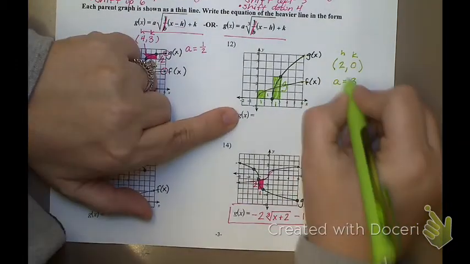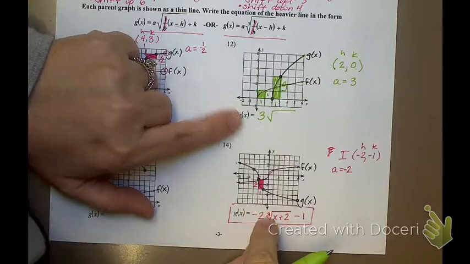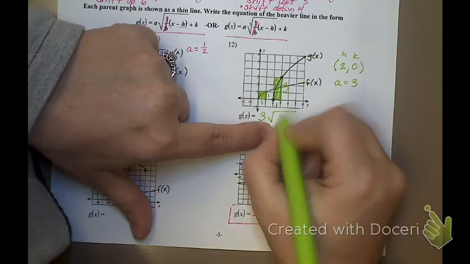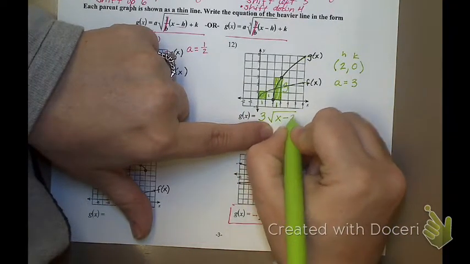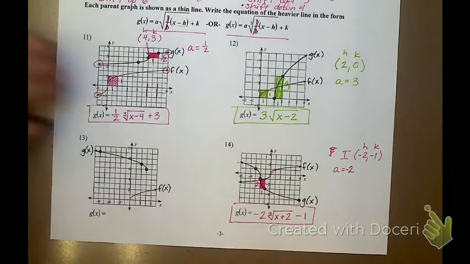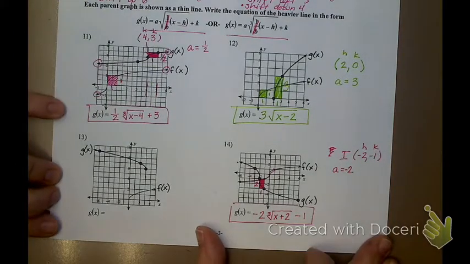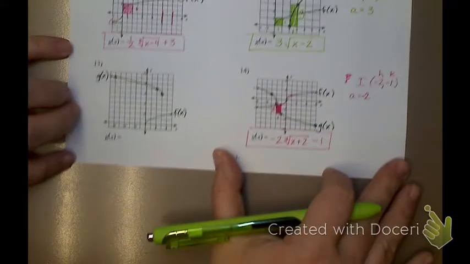So I don't have any reflections. So I don't need to worry about those. I just need to plug all this in. So I put the 3. Now I do a square root instead of a cube root. H is 2, so it's going to look like x minus 2. And a k value of 0, we don't need to write. So my equation's just that right there. Okay. All right, last problem.